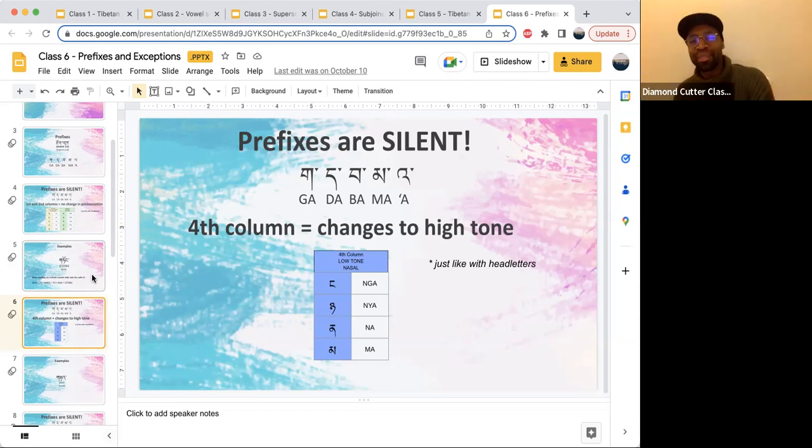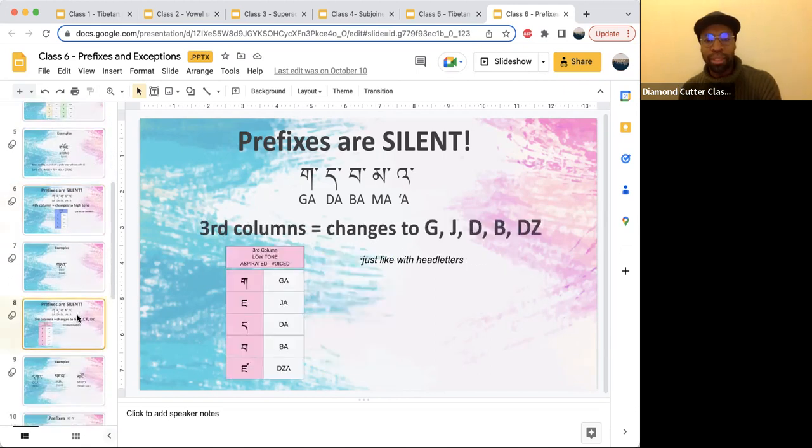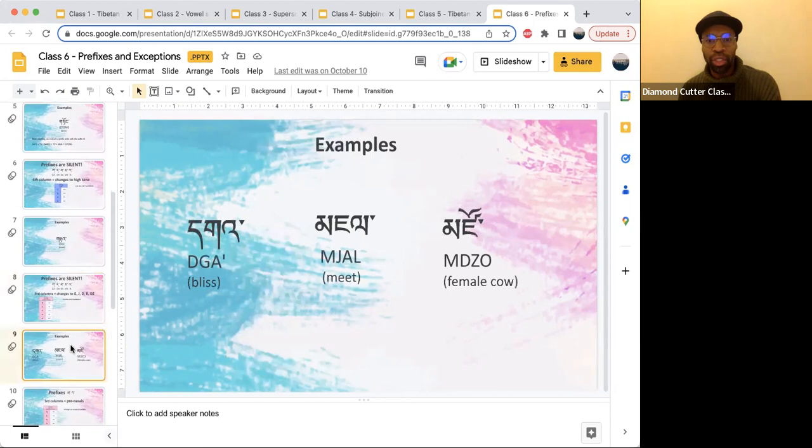So to the fourth column, it makes it high tone. So nga goes to nga, and so forth. And to the third column, it makes it the English sound, but there's some extra rules, okay? So hold on to your seats. It's gonna get a little crazy in here. So in general, it just makes it an English sound. So DGA becomes just ga.